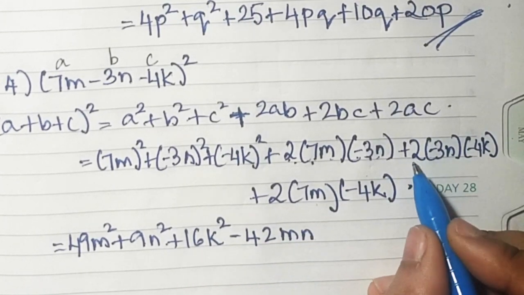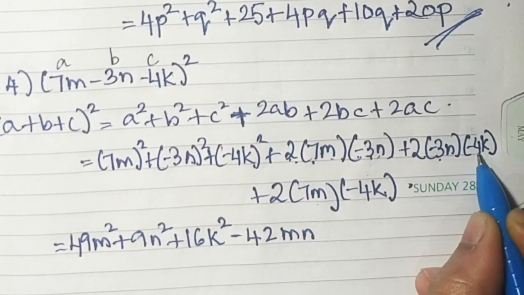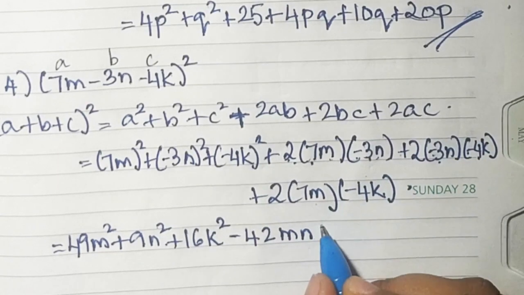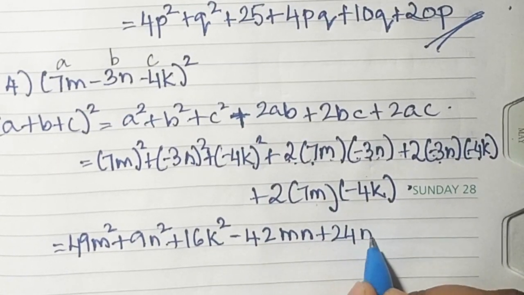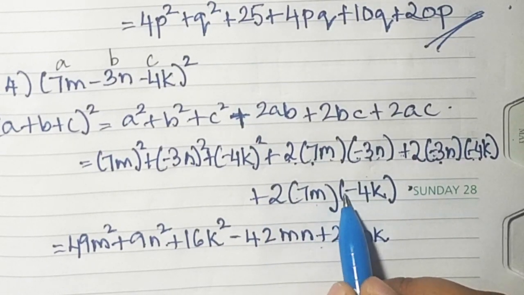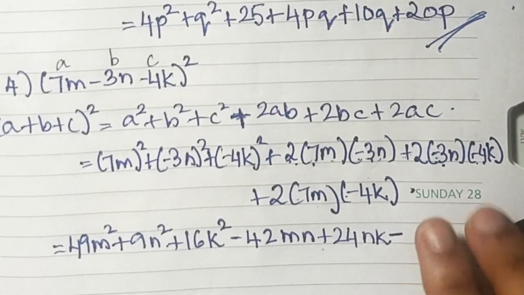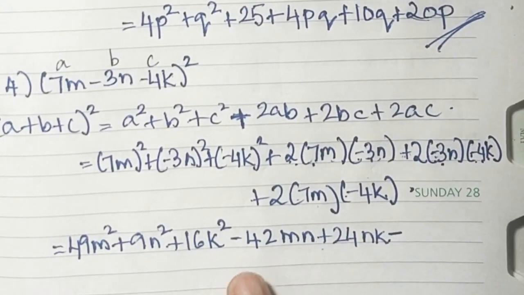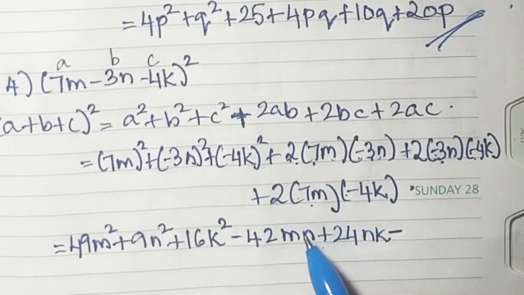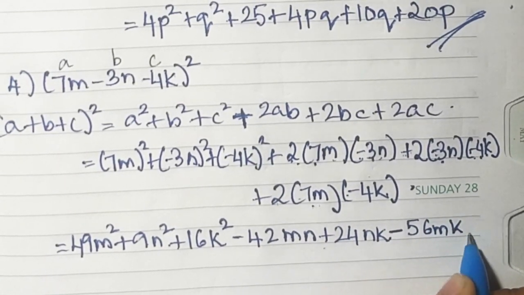Here you have 3 twos are 6, 6 fours are 24. Now minus into minus is plus, so plus 24nk. Now here you have plus into minus, minus, and minus into plus, minus. Here the sign will remain minus. When there are two minus signs it becomes positive, but when there's only one, it comes as negative. 7 twos are 14, and 14 fours are 56, so minus 56mk. Now your answer.